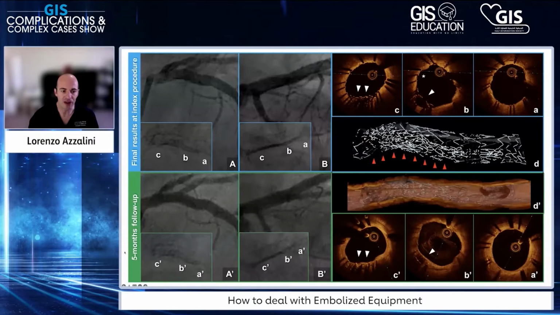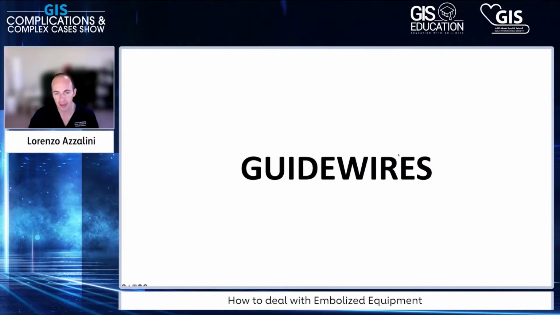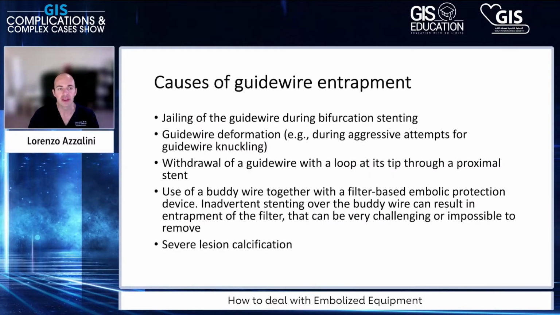At the 5-month angiographic follow-up, you can see still a perfect result, very nice endothelialization here on OCT. And so dual antiplatelet therapy could be discontinued just 1 month later. And you can see a 3D volume rendering with higher metal density where the stent crush happened. What about guidewires? Guidewires can be entrapped for a variety of reasons.